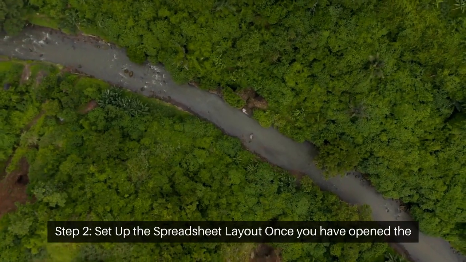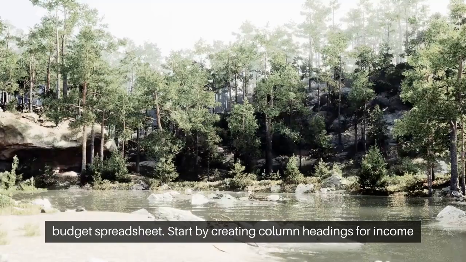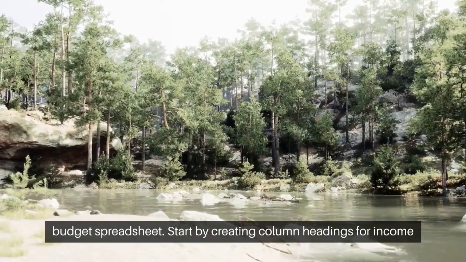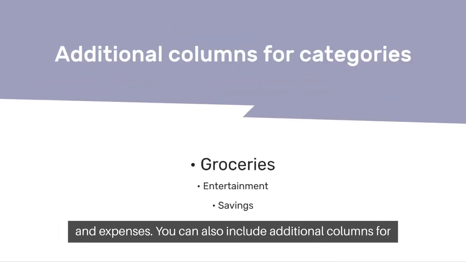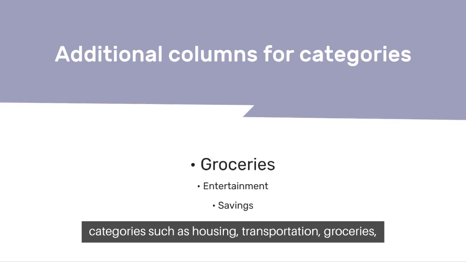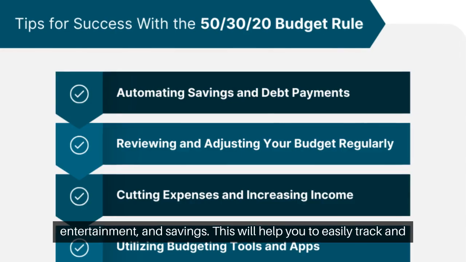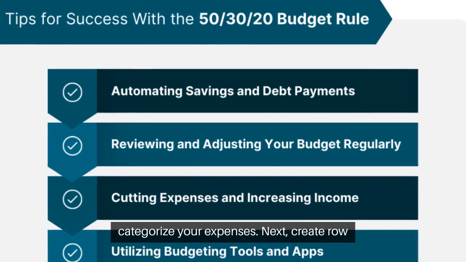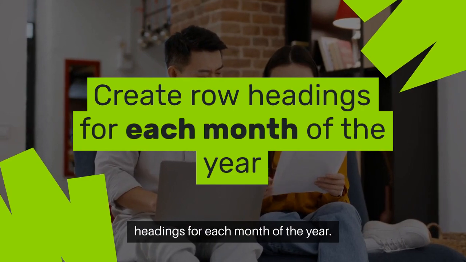Once you have opened the spreadsheet program, you will need to set up the layout of your budget spreadsheet. Start by creating column headings for income and expenses. You can also include additional columns for categories such as housing, transportation, groceries, entertainment, and savings. This will help you to easily track and categorize your expenses. Next, create row headings for each month of the year.